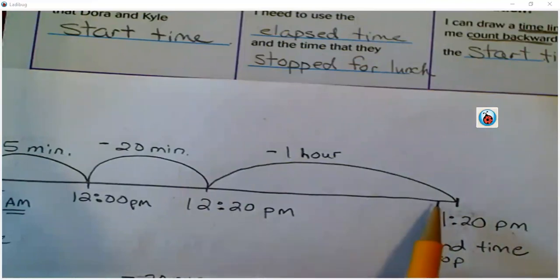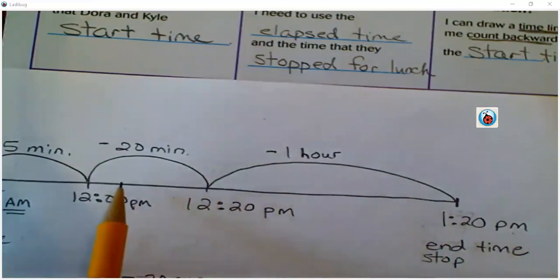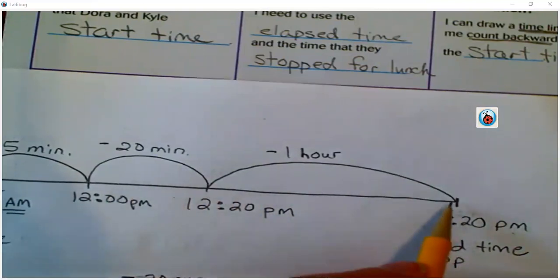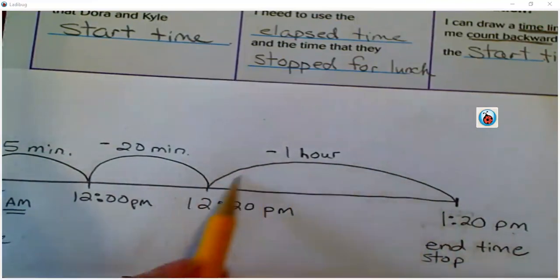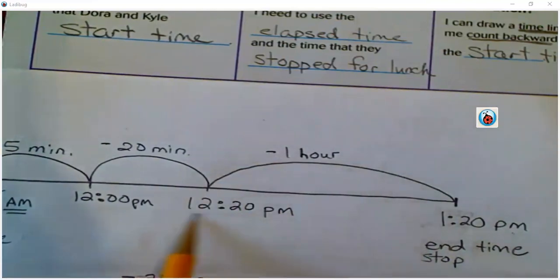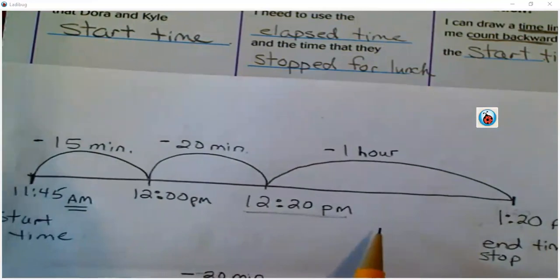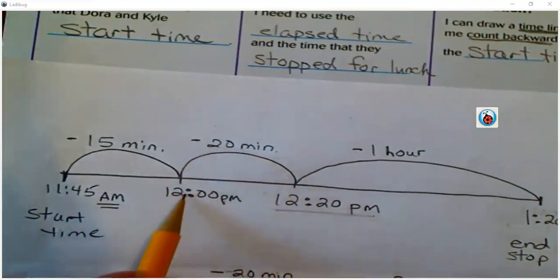And then on my line, I did not make all of these marks to indicate all the minutes. That's a lot of work. So what I simply did was I did one big jump back of an hour. So I said minus 1 hour, and that would get me to 12:20 p.m. I still had to go 35 more minutes. So what I thought to myself was, if I just jump back 20 minutes, I'll get myself right there to 12 noon.